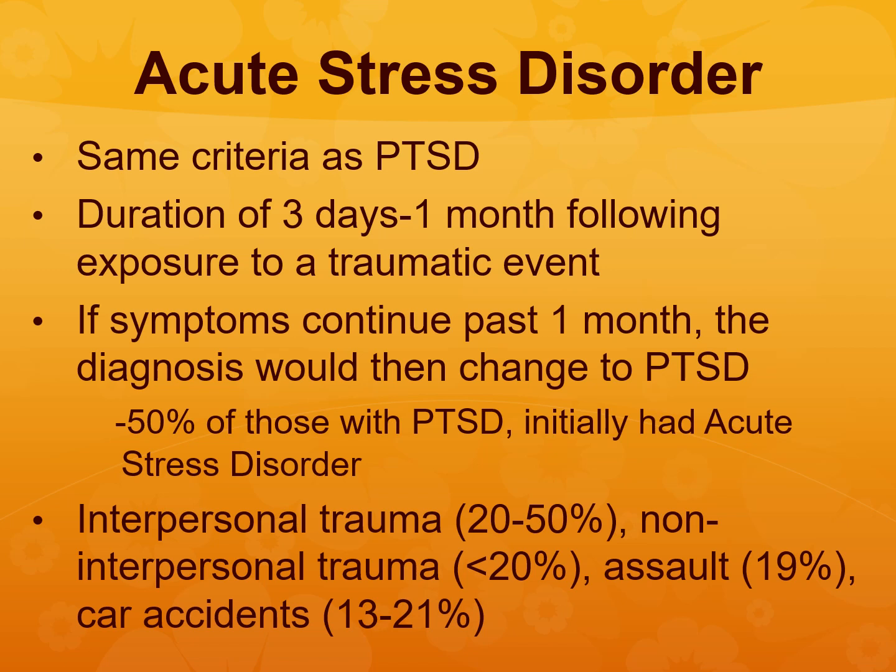And we see that 20 to up to 50% of those who have had an interpersonal trauma will have acute stress disorder. If there's a non-interpersonal trauma, for example, a natural disaster, you see that in just under 20% of the cases. Physical assault, it's just under 19%, and in car accidents, you'll see anywhere from 13 to 20-ish% will have developed acute stress disorder in response.